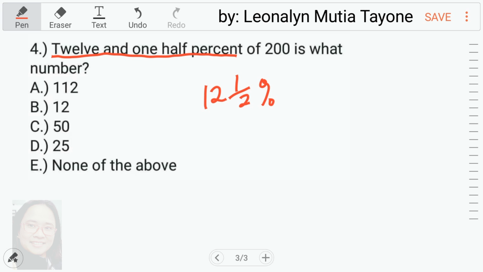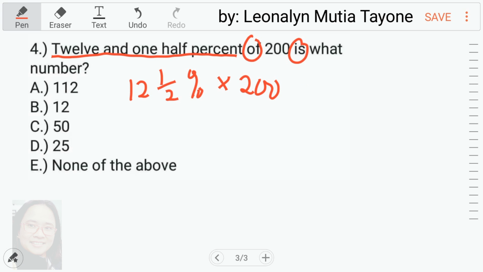Ngayon, isa-isahin natin to. 12 1/2%, dito lang natin isulat, 12 1/2% of, multiplication yan siya. 200 is equals yan siya. What number? So, 12 1/2% times 200. Yan na yung sagot dito. Ngayon, ano equivalent ng 12 1/2? 12 1/2 is the same as 12.5%.